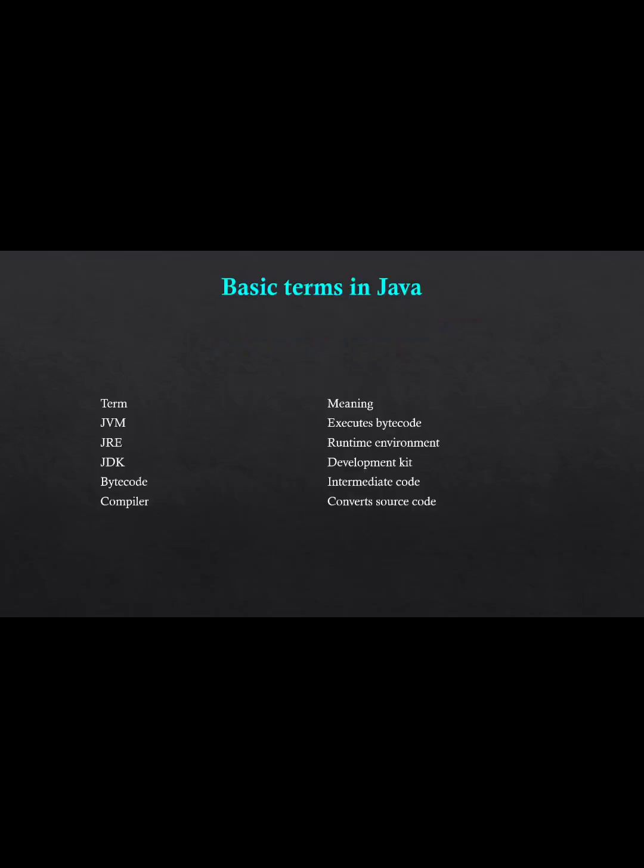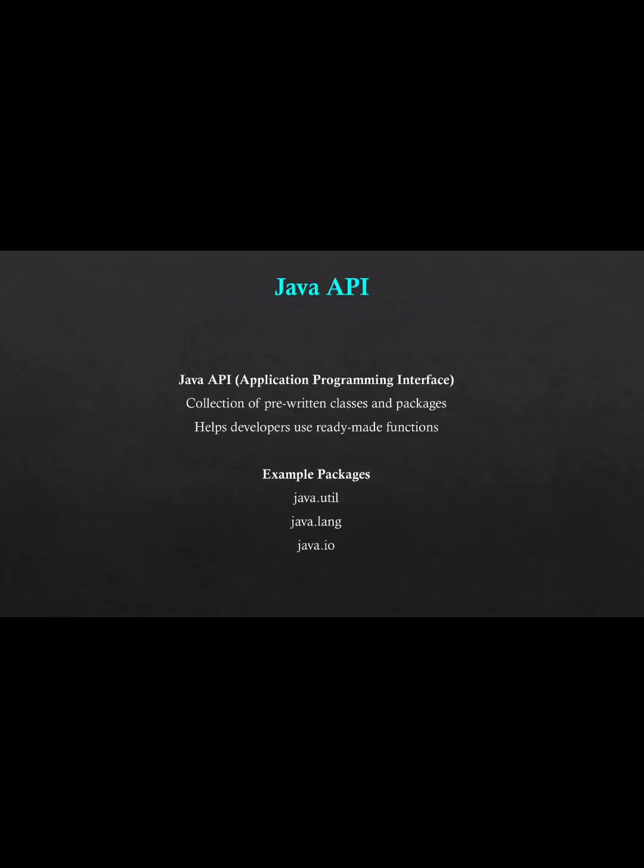Now, the next part. What are the basic terms in Java? Basic terms in Java include JVM, that is Java Virtual Machine, which executes bytecode as I mentioned in the previous video. Java Runtime Environment, that is a runtime environment for Java. JDK is the entire development kit inside which JVM and JRE are present. Bytecode is that intermediate code which can be run on any OS. Then the compiler converts source code into machine code. Now this is one more thing you need to keep in mind because we'll be using it a lot. What is API? API is just an application programming interface.